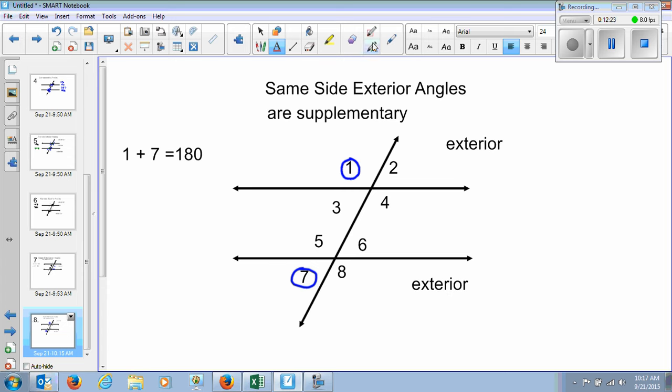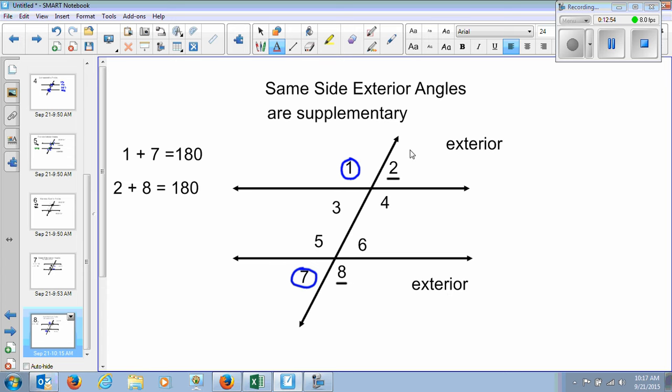We'll look over here too, and we see another set of same side exterior angles. 2 is exterior, 8 is exterior. They're on the same side of the transversal. Again, they're not congruent, they are supplementary. Alternate exterior angles like 2 and 7 are congruent, but same side exterior angles like 2 and 8 are supplementary. So I could say angle 2 plus angle 8 will equal 180 degrees.